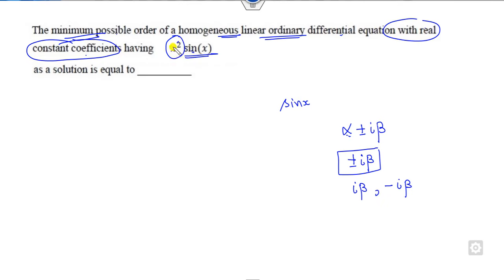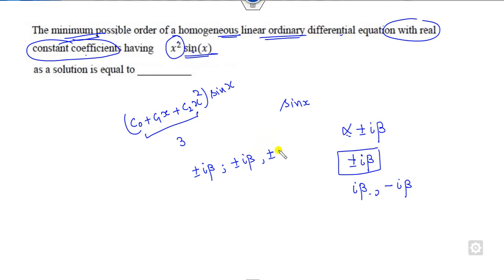Now think about this x square. What is the meaning of the x square? It means this is a repetition, how many times? Three times. So plus minus iota beta will repeat three times. Then only this x cube sin x will be part of the solution. So how many roots are there? Six roots are there. So the order of this differential equation is 6.